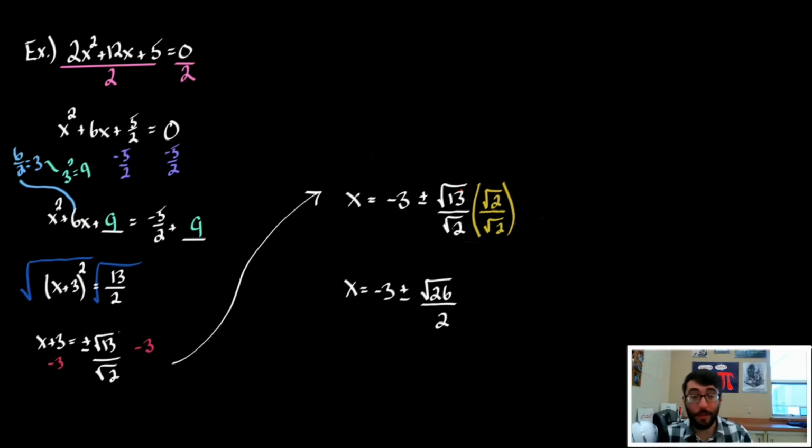So our final answer is going to be x equals negative 3 plus or minus the square root of 26 over 2. That's from multiplying these two, because the denominator would become the square root of 4, and the square root of 4 is 2. And that would end up being our final answer. And that is completing the square.